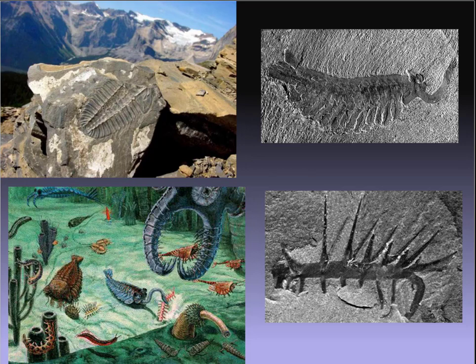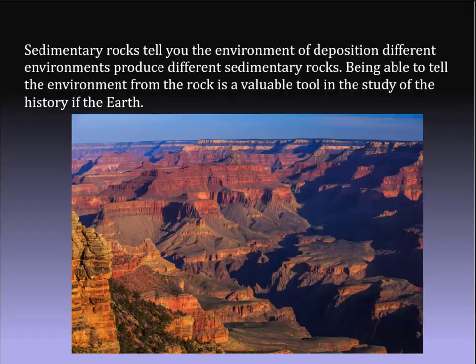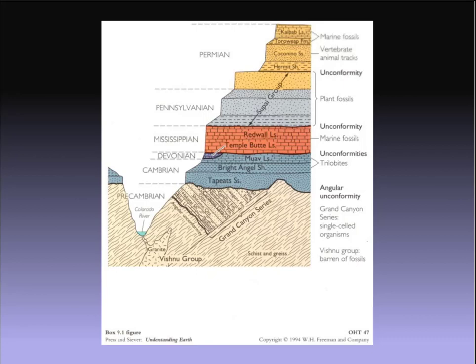The Burgess Shale is a remarkable fossil deposit, and you can see a lot of it at our Smithsonian Institution. Just really remarkable. So sedimentary rock tells you environment of deposition, right? Different environments produce different sedimentary rocks. And so if you go somewhere like the Grand Canyon, here's a schematic of it.